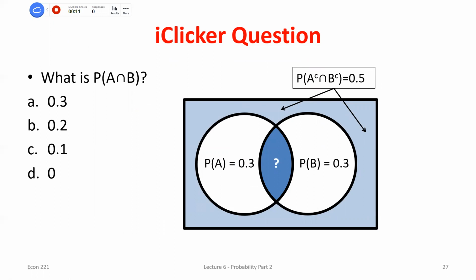Let's say I told you the probability of event A is now 0.3. The probability of event B is also 0.3. There is some overlap. Here's the intersection of this. That's what we're trying to find, the probability of A and B. And then we've got the intersection of the complements. Everything outside those circles, outside those events, is going to be 0.5. So I'll give you a little bit of time, talk to the people around you, and try to solve for the probability of the intersection of those two events.